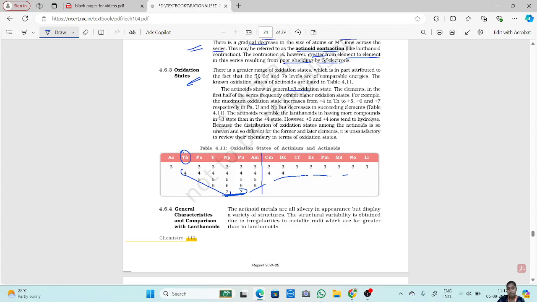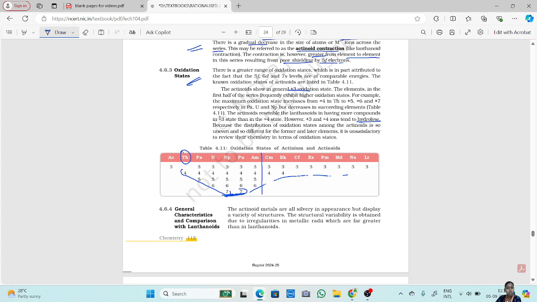Actinoids resemble the lanthanoids in having more compounds in the +3 state. As I told you earlier, in lanthanoids +3 is the common oxidation state, and all the elements possess a +3 oxidation state. So actinoids also have a common +3 oxidation state. However, +3 and +4 ions tend to hydrolyze. Hydrolyze means we can break them using water.